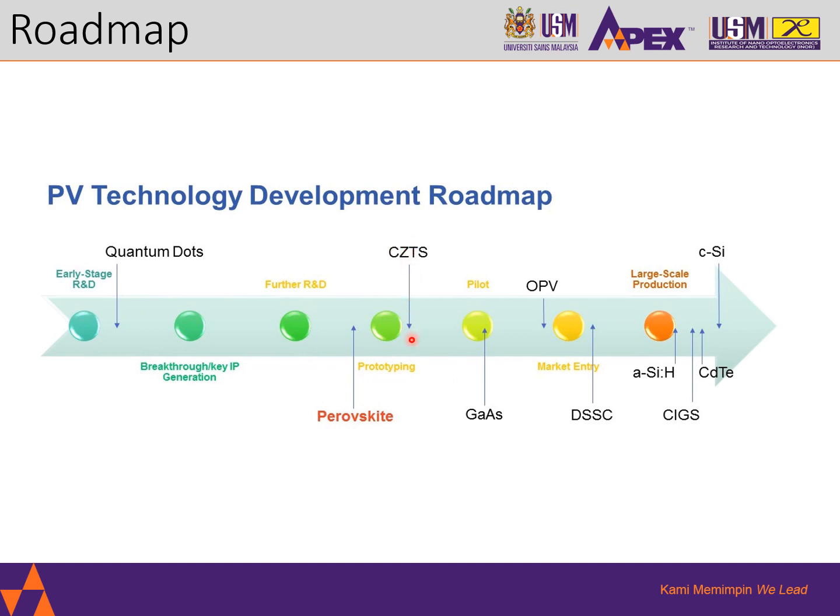CZTS is after the prototyping. Dollars 9 is still on pilot. Market entry for the DSSC, which is quite interesting. And of course, large scale manufacturing production is included in CdTe, CIS, CIGS, and continuing the same for silicon.